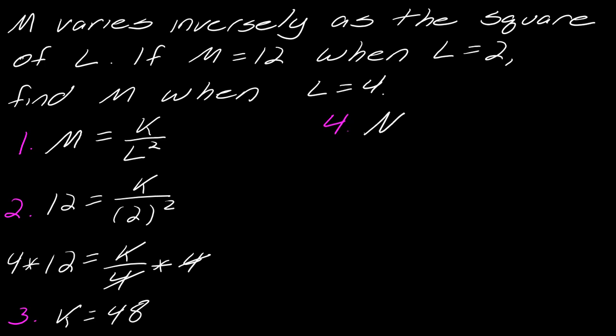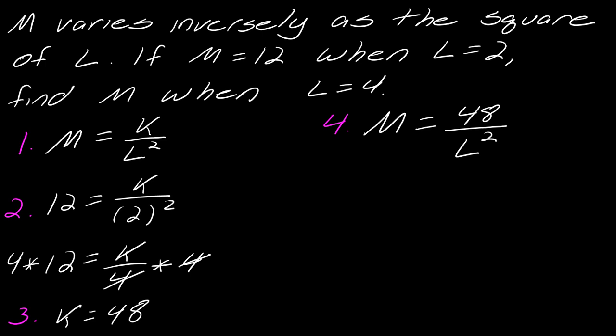Okay, so now I want to state the specific variation equation. Now this is m equals 48 over L squared. Just be really careful when you do this. One common mistake is people will write the wrong equation. They'll get the first one right, but you have to refer back to it, right? You have to use that same form.